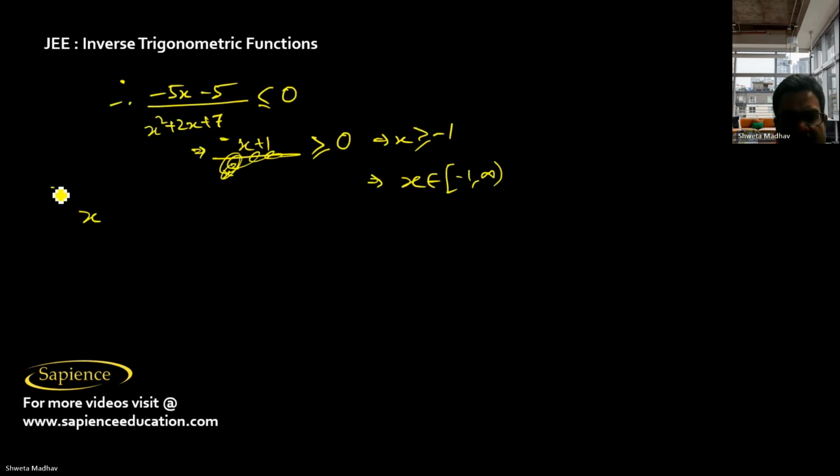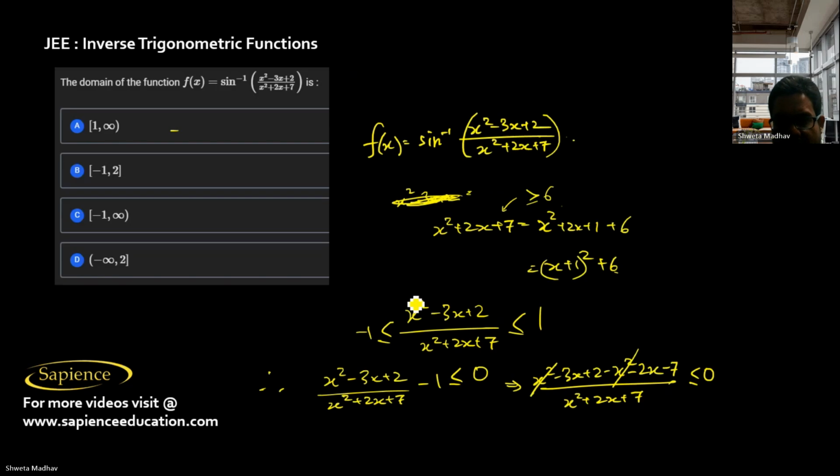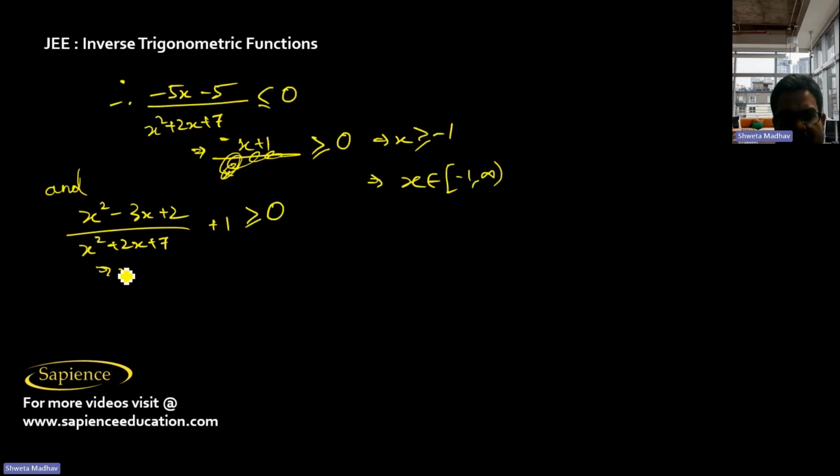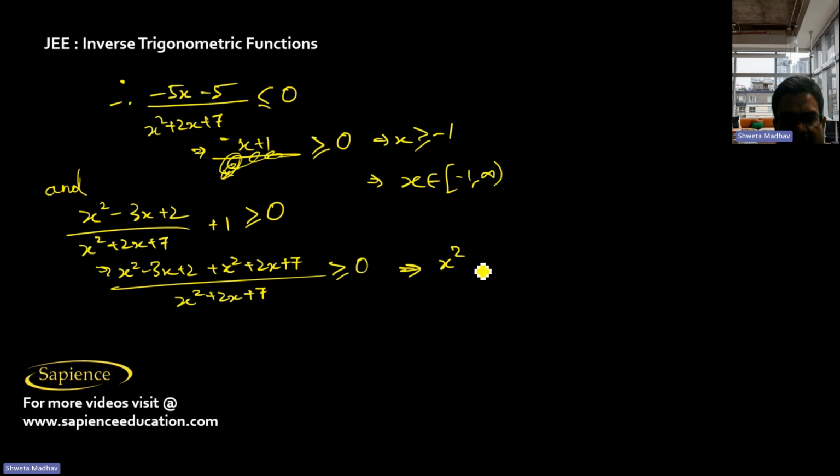And also (x square minus 3x plus 2) by (x square plus 2x plus 7) plus 1 should be greater than or equal to 0. It means x square minus 3x plus 2 plus x square plus 2x plus 7 divided by x square plus 2x plus 7 is greater than or equal to 0. Therefore 2x square minus x plus 9 by x square plus 2x plus 7 is greater than or equal to 0. So the denominator will be always greater than 0 only. So therefore 2x square minus x plus 9 should be greater than or equal to 0.